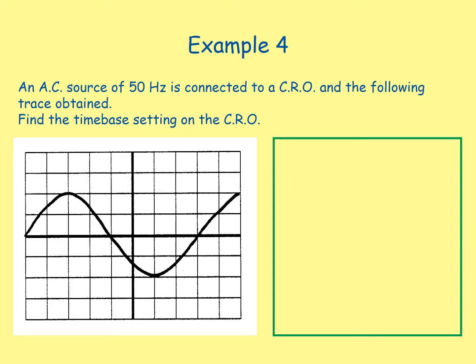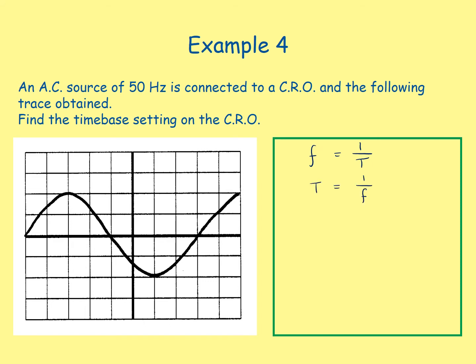Example 4. An AC source of 50 Hz is connected to a CRO, which is a cathode ray oscilloscope, and the following trace obtained. Find the time base setting on the CRO. So first of all, we can write down our equation. We've got F equals 1 over T. We can also write this as T equals 1 over F.